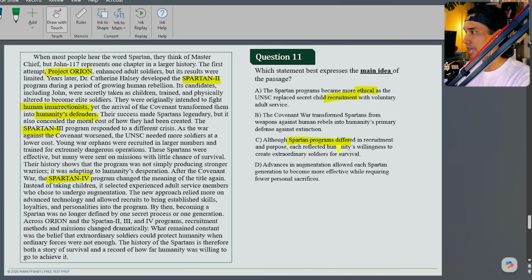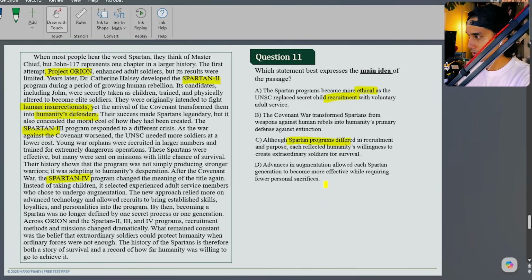And it adds more by saying humanity's willingness to create extraordinary soldiers for survival, because these soldiers, these Spartans, were created for survival, first against humans and then against the Covenant, who have been invading and winning the war. Okay, let's read answer choice D. Advances in augmentation allowed each Spartan generation to become more effective while requiring fewer personal sacrifices.